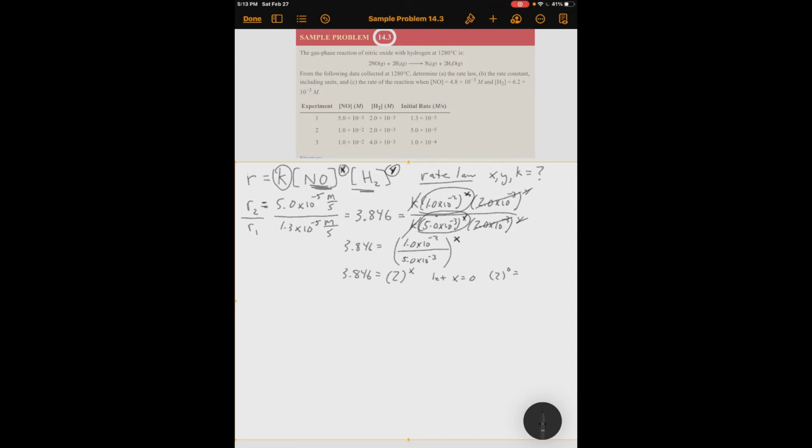Now you may or may not remember from algebra that a number, other than 0, raised to the 0th power is equal to 1. So you ask yourself, is 1 equal to 3.846? And the answer is no, it can't be. So we know x is not 0. Then we try the next number. We let x equal 1. Well, 2 to the 1 is equal to 2. 3.846 is certainly not equal to 2, so that's no good. So that means x is not equal to 1.